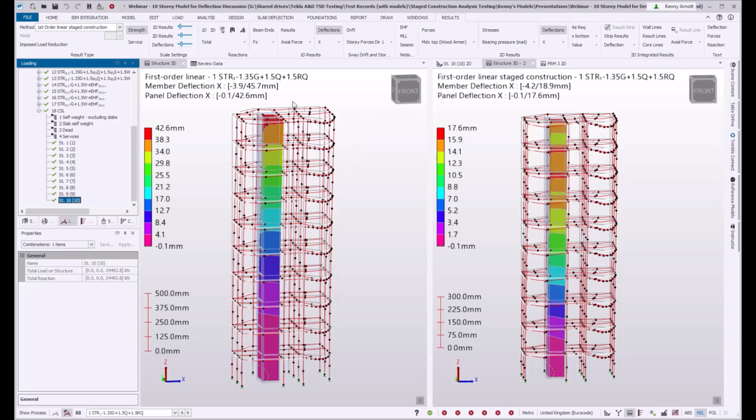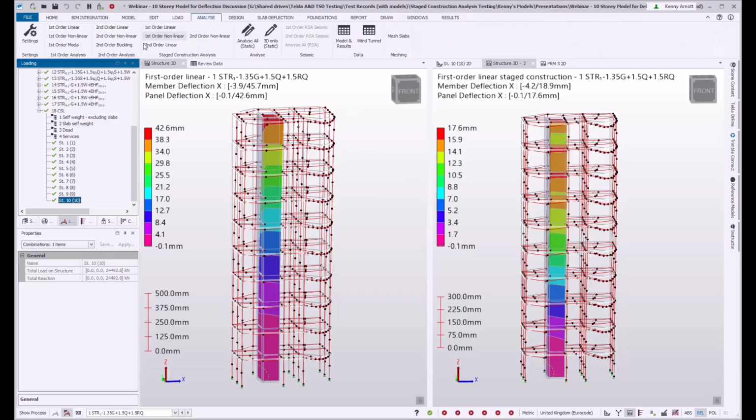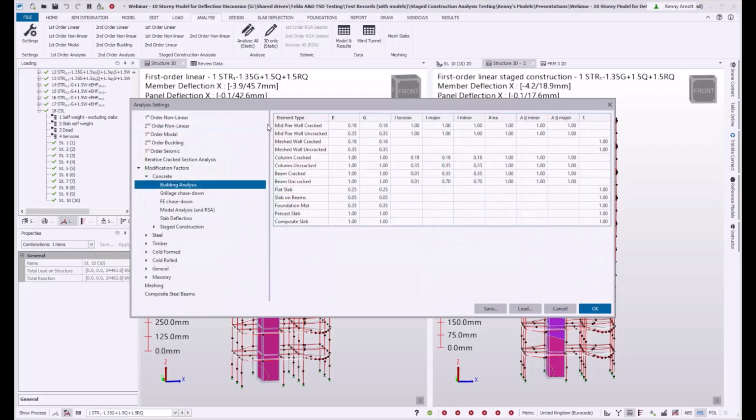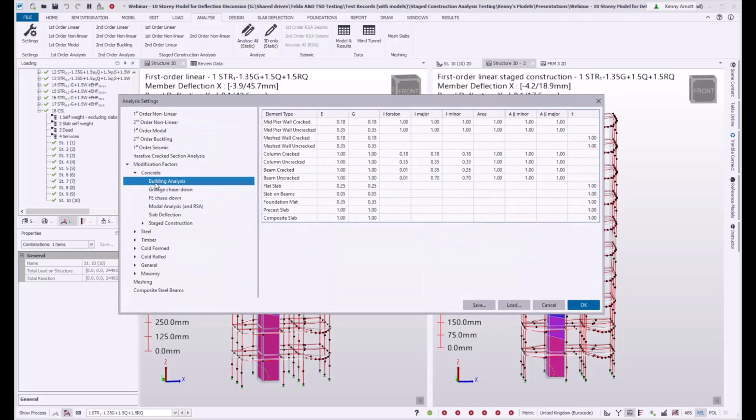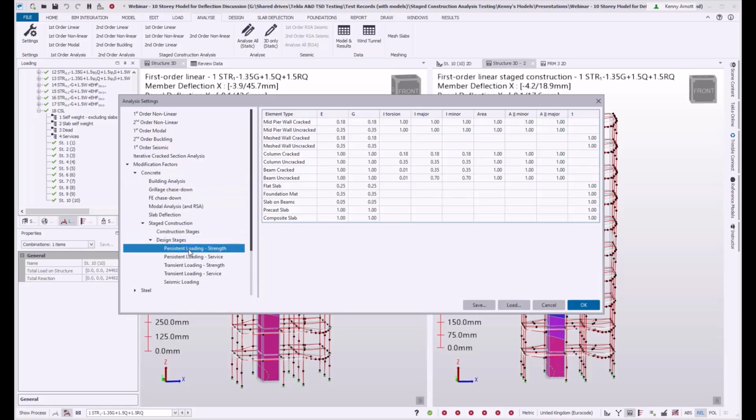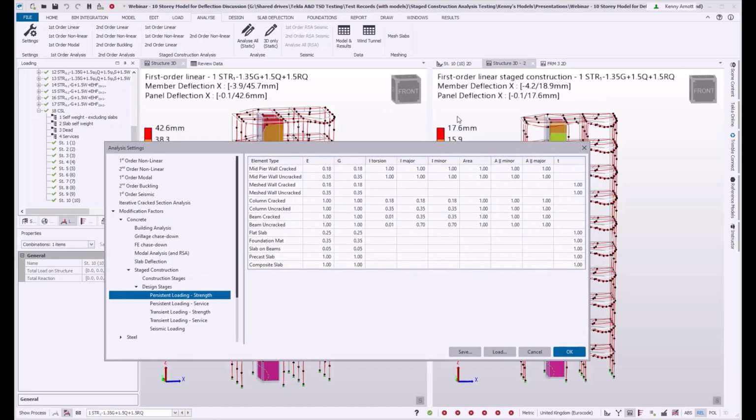So, big drop. What you might first think is that this is going to be something to do with the analysis model properties. If I go to settings, I can review my settings for building analysis. These are all the adjustment factors that I've set up, and I have actually taken the time here to set them up to be absolutely identical in the building analysis and the persistent loading strength, which is the one that applies to this ultimate limit state situation here.